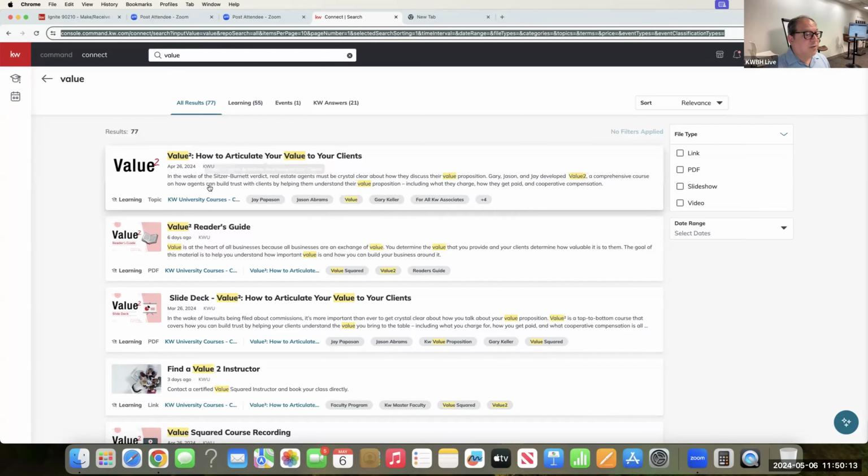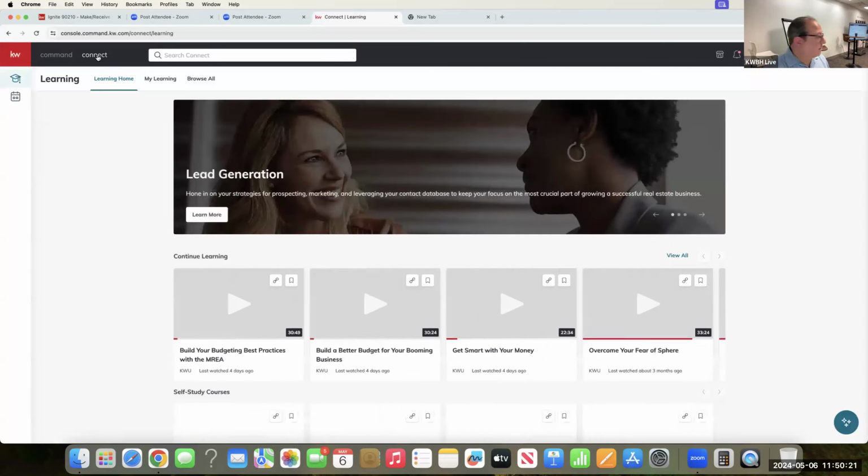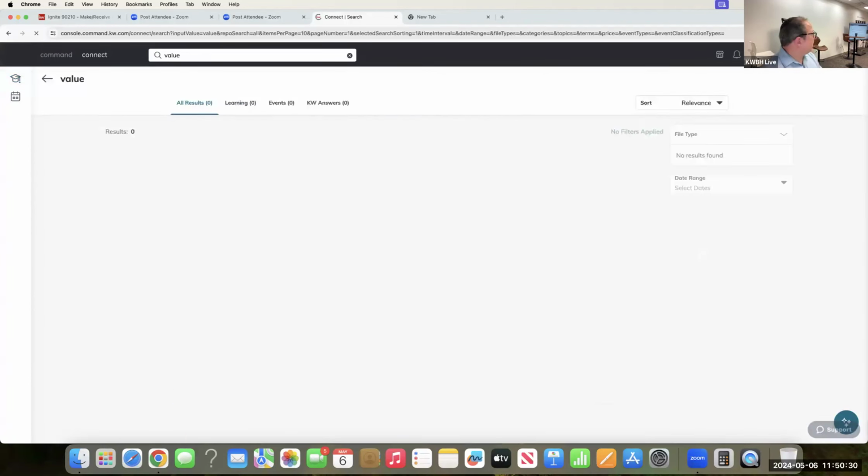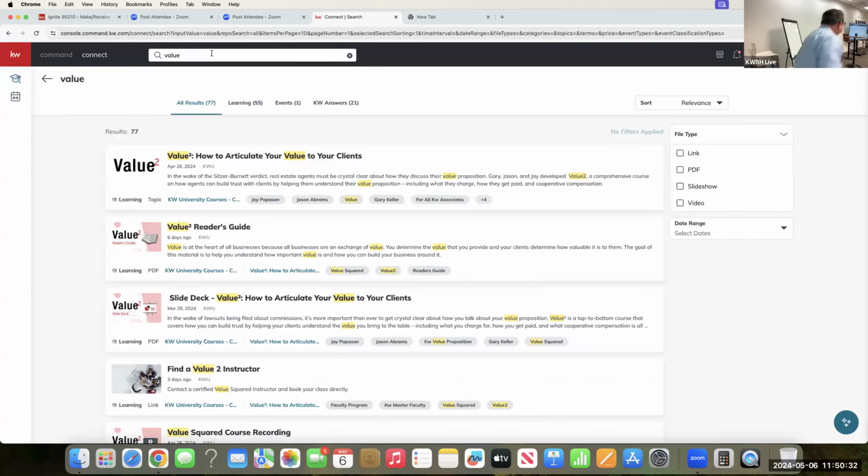So now they have put together a slide deck. If you go to agent.kw.com and log into Command, and click on the Connect button, there's a delay here. Oh well. Click on Connect and search for the word value, and that will take you to this screen.